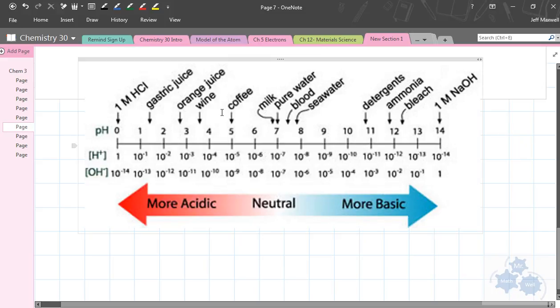So, coffee and orange juice and pop, Coke. Coke is really bad. Acidic, highly acidic. It'll eat away at your enamel.